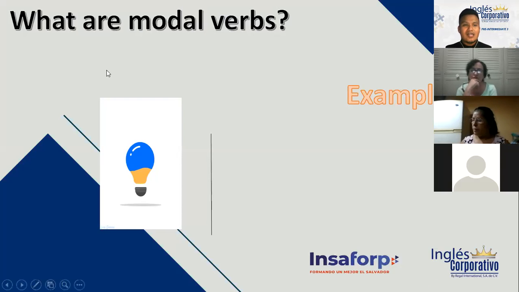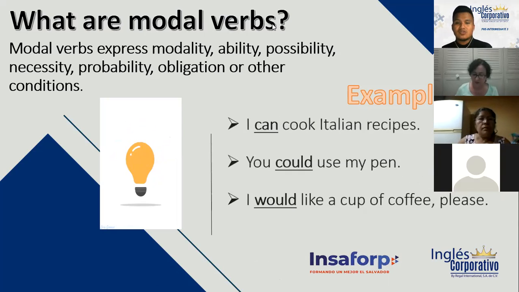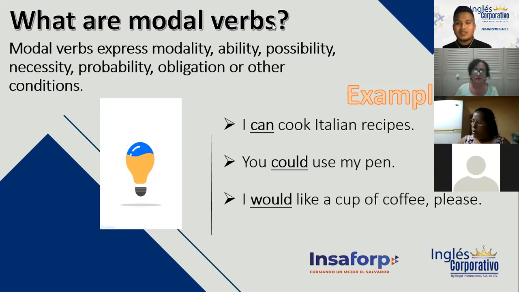As you may know, I always love giving you, first of all, the meaning, because without a meaning, you won't be able to understand, or at least to have an idea about what we're going to talk about. Today we're going to know what modal verbs are. As the meaning says, modal verbs express modality, ability, possibility, necessity, probability, obligation, and other conditions. Some of them express necessity, some obligations, and we are going to know each one of them step by step. Let me show you some examples in general for you to understand the main topic.